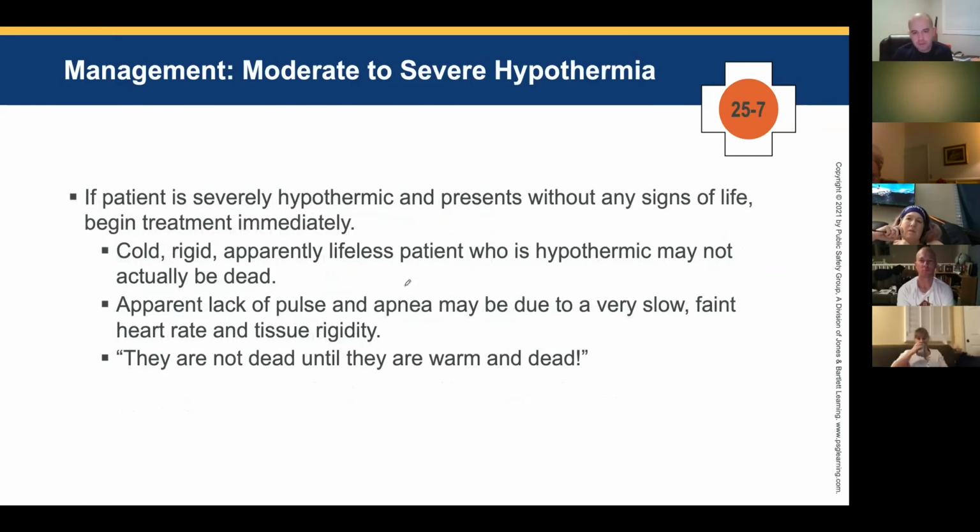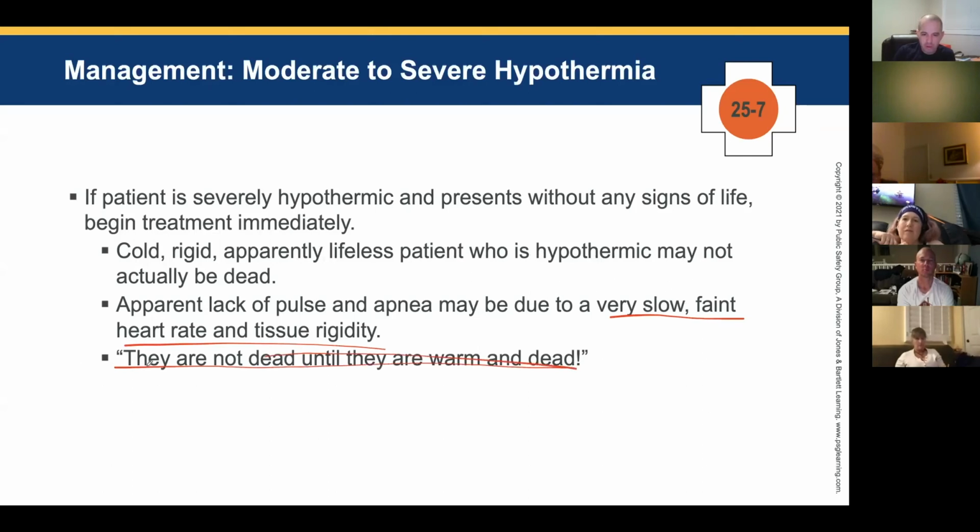If the patient is severely hypothermic and presents without any signs of life, we need to begin treatment immediately. So if they're cold, rigid, apparently lifeless, and hypothermic, they may not actually be dead. There was something I said earlier about this, right? What's that saying I keep saying over and over again? You're not dead till they're warm and dead. Absolutely. You're not dead till you're warm and dead. So that apparent lack of pulse and apnea may be due to a very slow, faint heart rate and tissue rigidity.